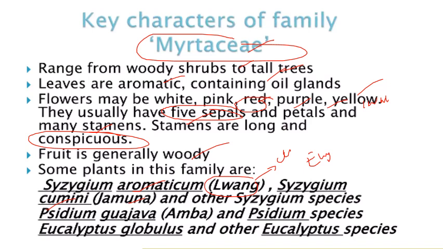Jamun का scientific name Eugenia jambolana भी है. And other Syzygium species. And next comes Psidium guajava, that is अमरूद. And Syzygium species. Then Eucalyptus globulus, Safeda. So these all are members of family Myrtaceae.